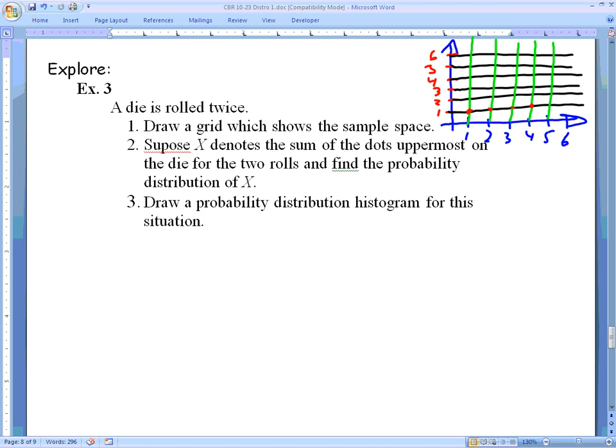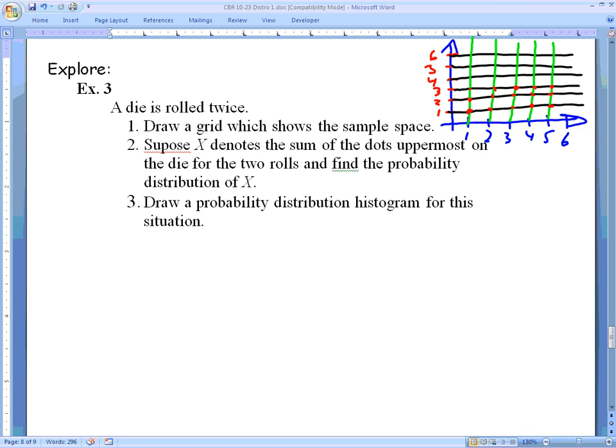So all these points here represent my sample space, which would be 36 different outcomes. Suppose X denotes the sum of the dots uppermost on the die for the two rolls, and find the probability distribution of X. So this is, what do the numbers add up to? When they say sum of the uppermost, it's just what you rolled, as opposed to being on the side or on the bottom. What could we add up to?